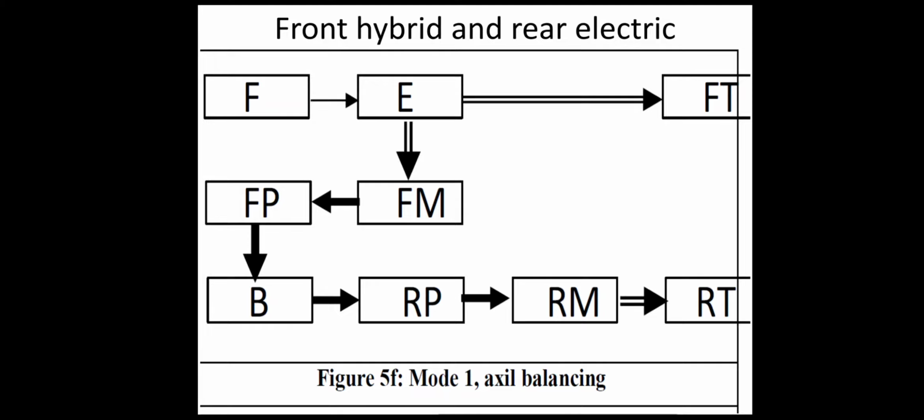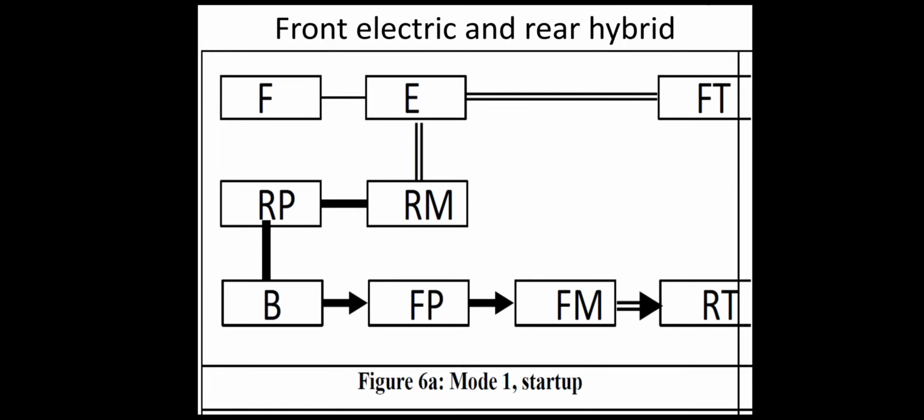Now next we show the operation of the front electric and rear hybrid. The notation is the same: F for the fuel, B for the battery, FP means the front power converter, FT means the front axle transmission, E means IC engine, RM means rear motor, RP means the rear power converter, RT means the rear axle transmission.